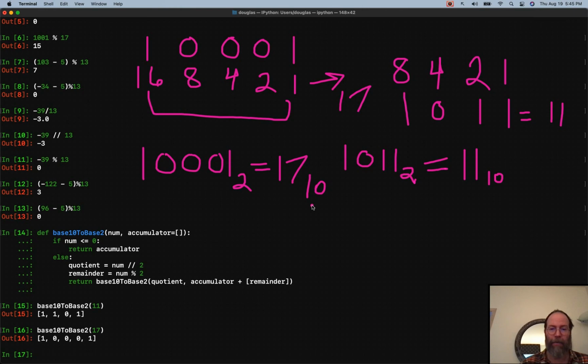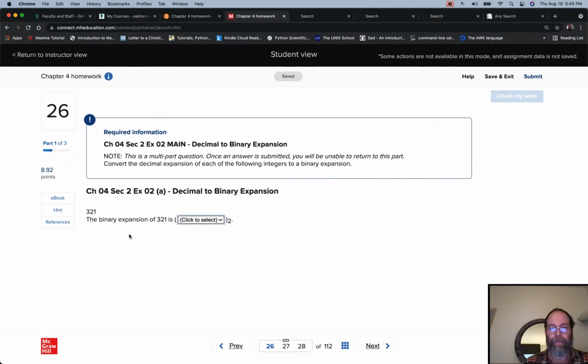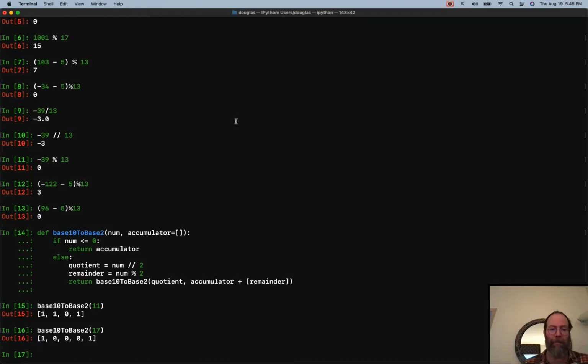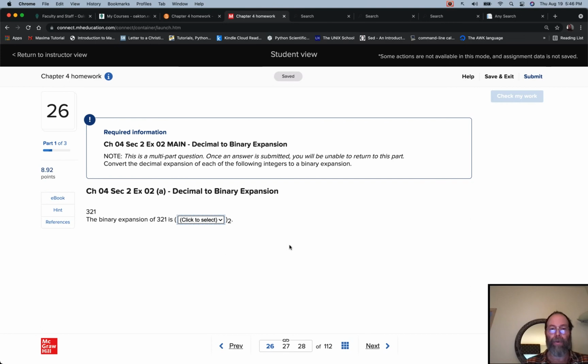So let's work on some problems. The binary expansion of 321 is, well, let's use our function. Base 10 to base 2, 321.